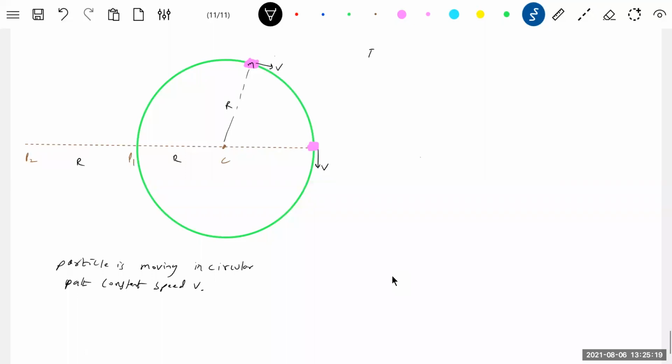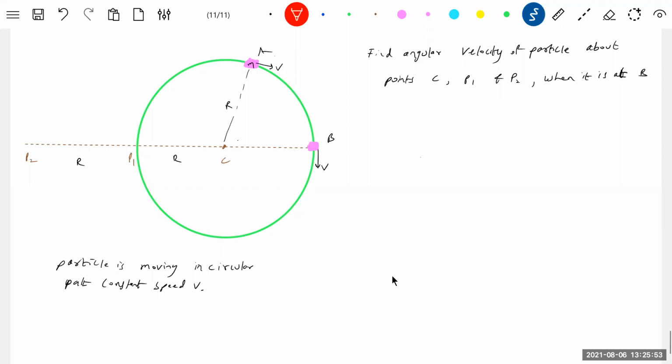Now I'll ask you, find the angular velocity of the particle about points C, P1, P2 when it is at B. About C, what should be the angular velocity? Here only, angular velocity about C, omega C, should be equal to V by R.